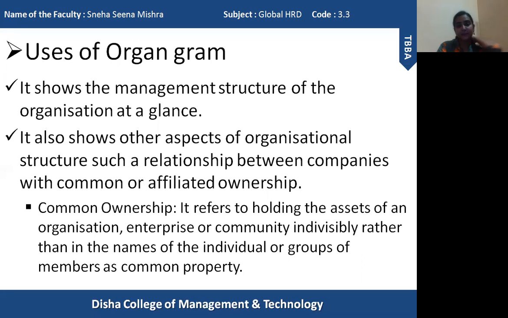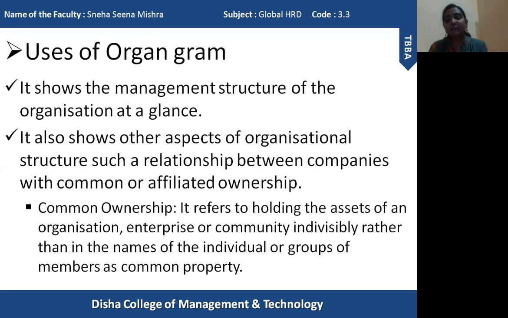Okay, the next one is it also shows other aspects of organizational structure, such as the relationship between companies with common and affiliated ownership. Now, for understanding this point, let me explain what is common ownership and what is affiliated ownership. First of all, common ownership means all the assets of the company are not divided between individuals or groups or any members. Every asset will have combined owners. All the assets will be owned by all the owners. It is not specified to specific owners.